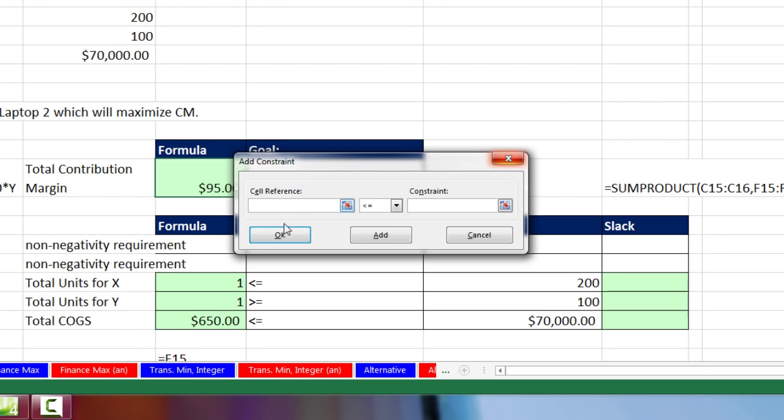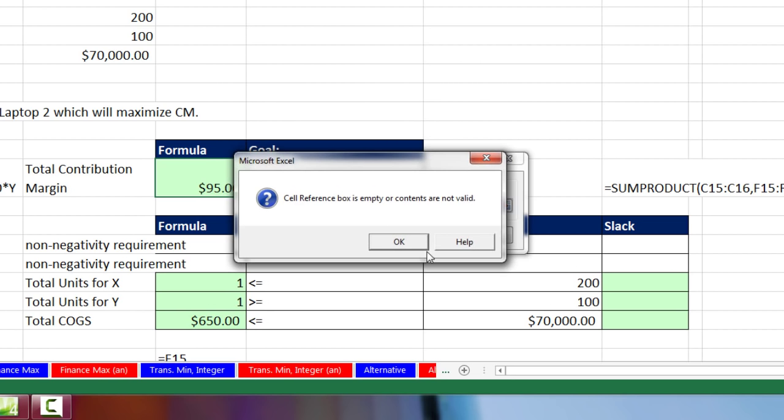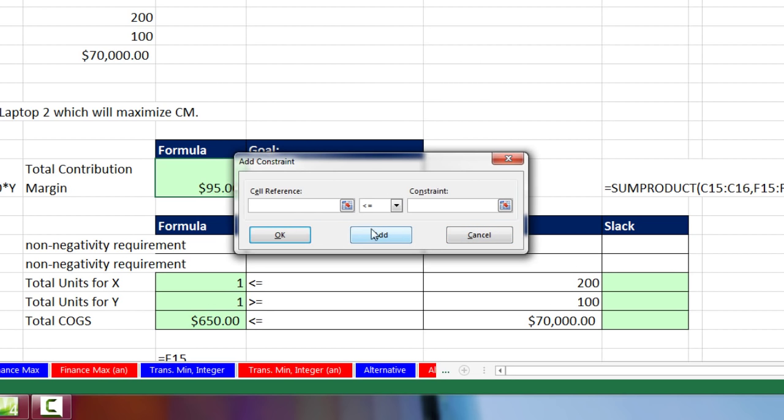Add. Cell reference, that is our function. We need to make sure we have the right comparative operator. We do, and the constraint is 70,000. Now, I could click OK here, but I always make this mistake. I click Add. Now, if you click OK, then you get an error, right, because it's empty. So if you have entered them all and you're done, you click Cancel.